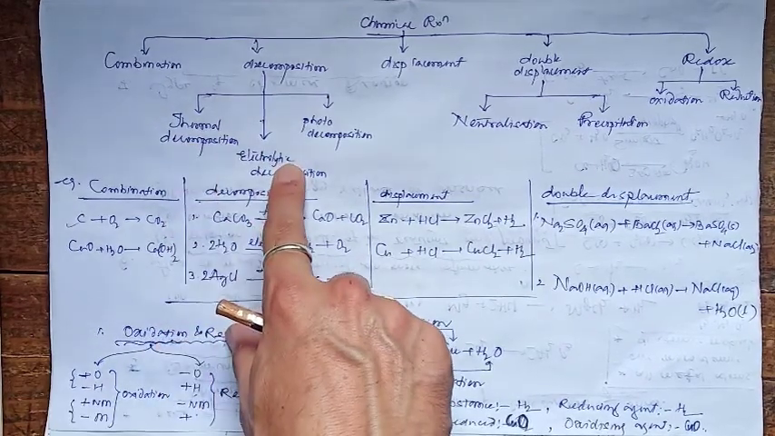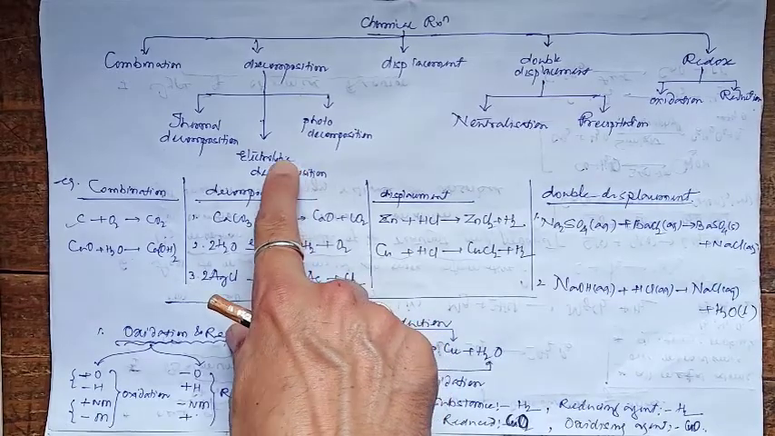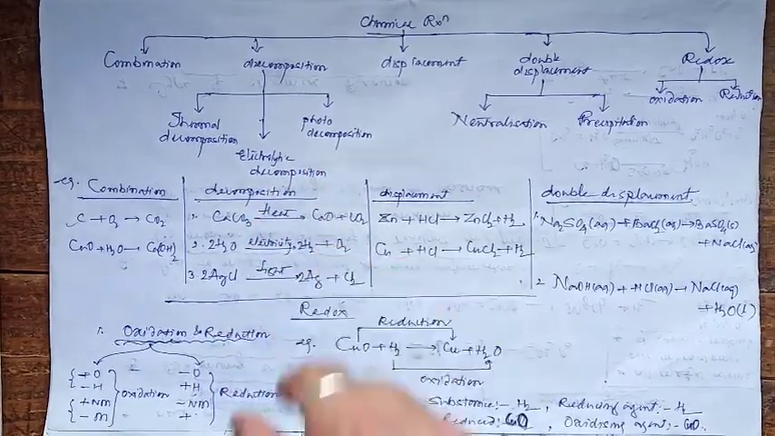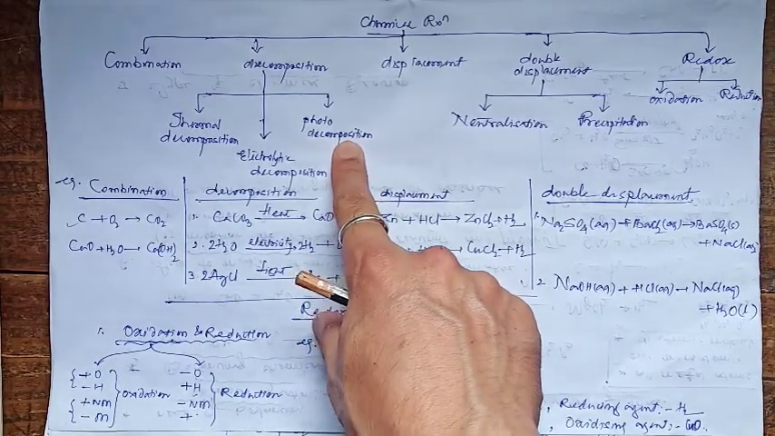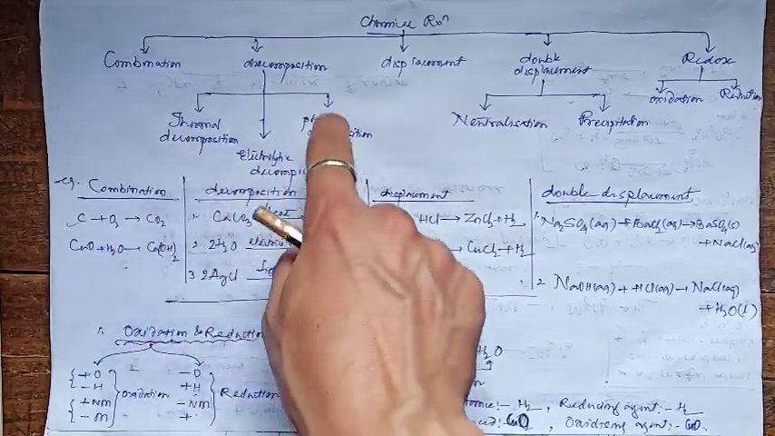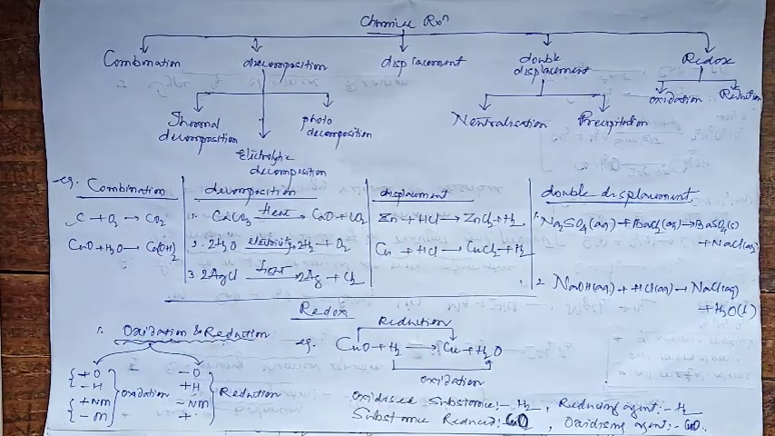If we supply the energy in the form of electricity, we'll call such a decomposition reaction electrolytic decomposition. And if the energy is supplied in the form of light, we call such reactions photo decomposition reactions. So this classification is based on the type of energy being supplied. Energy supplied as heat is thermal decomposition, as electricity is electrolytic decomposition, and as light is photo decomposition.